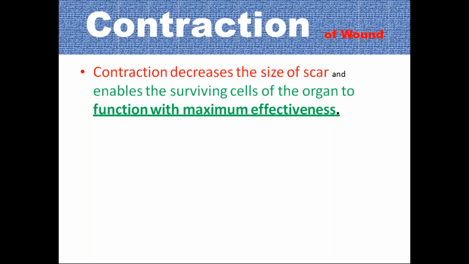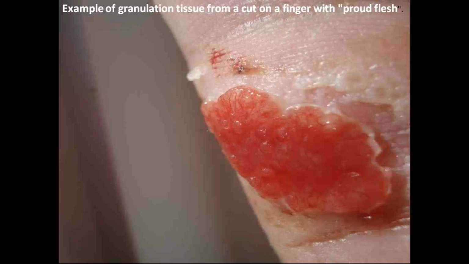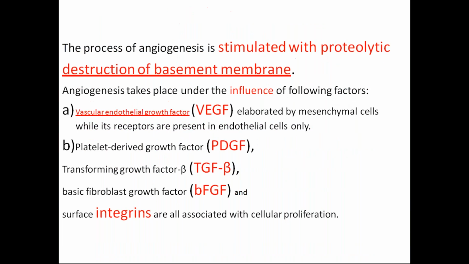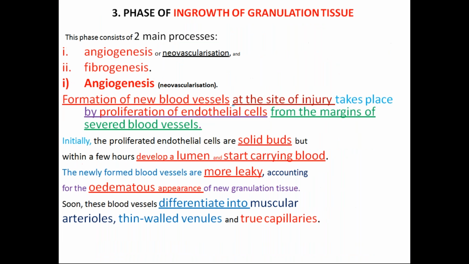And contraction, finally, contraction of the wound. Contraction decreases the size of the scar and enables the surviving cells of the organs to function with maximum effectiveness. Okay, this is about scar formation, wound healing, and especially granulation tissue formation. It is a process in the repair and it contains angiogenesis and fibrogenesis.